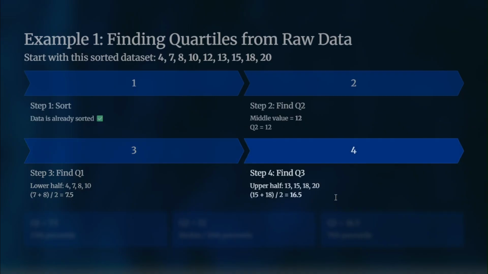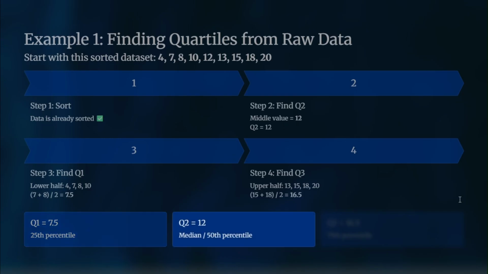And then in order to find our third quartile, we'll find the median of the upper half. So our last 4 values are 13, 15, 18, and 20. And the median here will be 15 plus 18 divided by 2, which will be 16.5. So now we found Q1, our first quartile, to be 7.5, which is the same as the 25th percentile. Q2, which is our median or the 50th percentile, is 12. And Q3, our third quartile, which is the same as the 75th percentile, is 16.5.